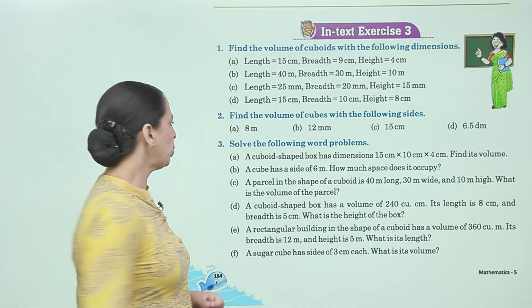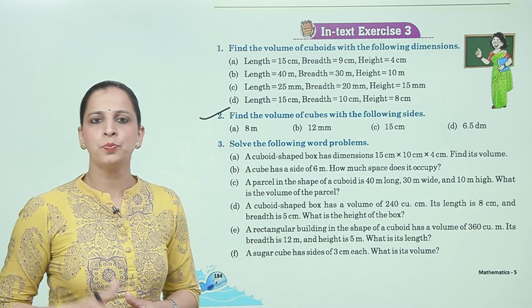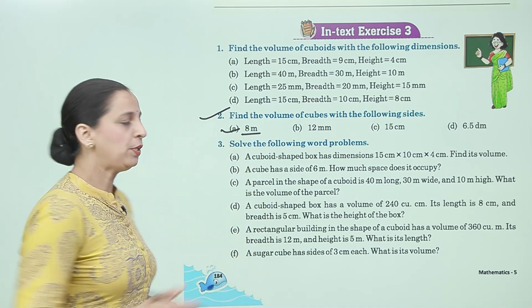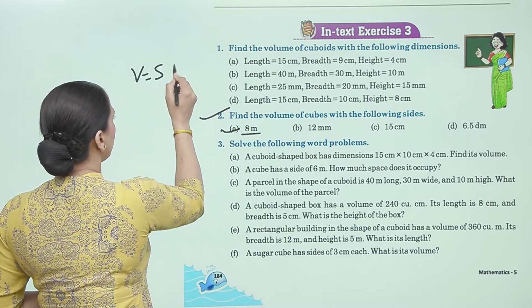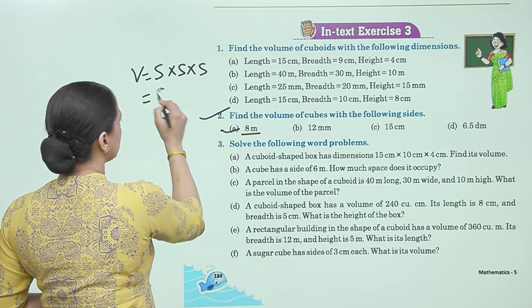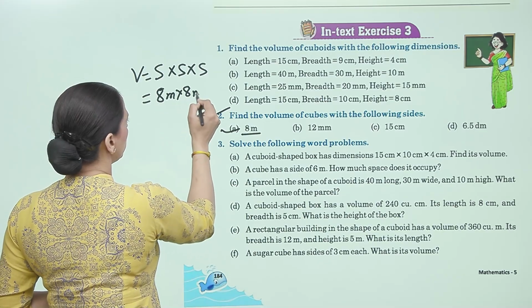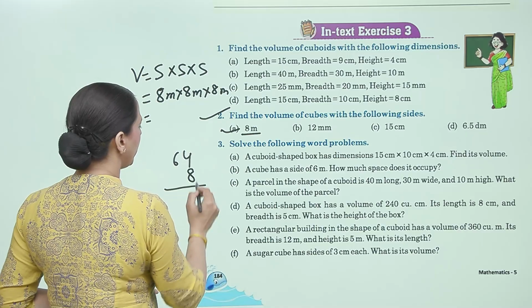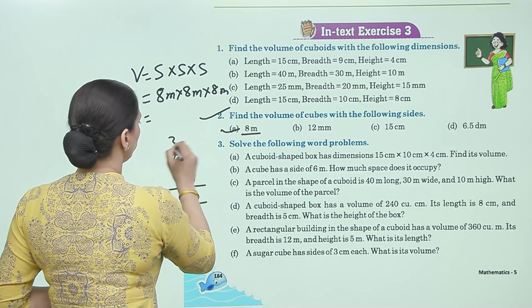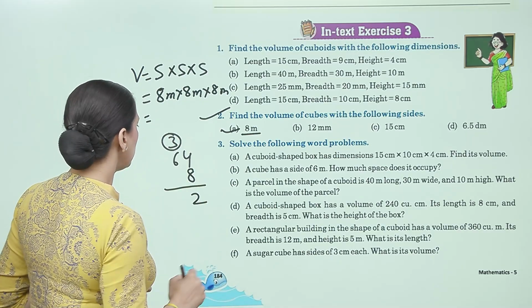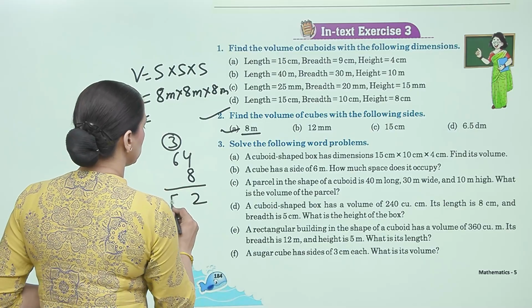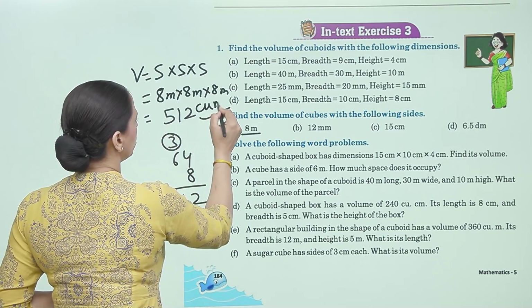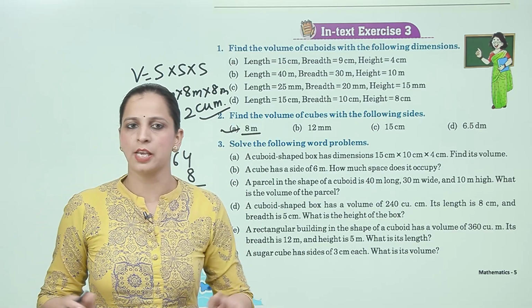Now, next question number 2. Find the volume of cubes with the following sides. Now, A part, 8 meter. So, volume is side into side into side. That is 8 meter into 8 meter into 8 meter. 8 8s are 64. 64 multiplied by 8. 8 4s are 32. Carry 3. 8 6s are 48. 48 plus 3 is 51, 512 क्यूबिक मीटर. तो बच्चों सेम मेथड को यूज करते हैं, बाकी के पार्ट्स आप खुद ट्राई करेंगे.